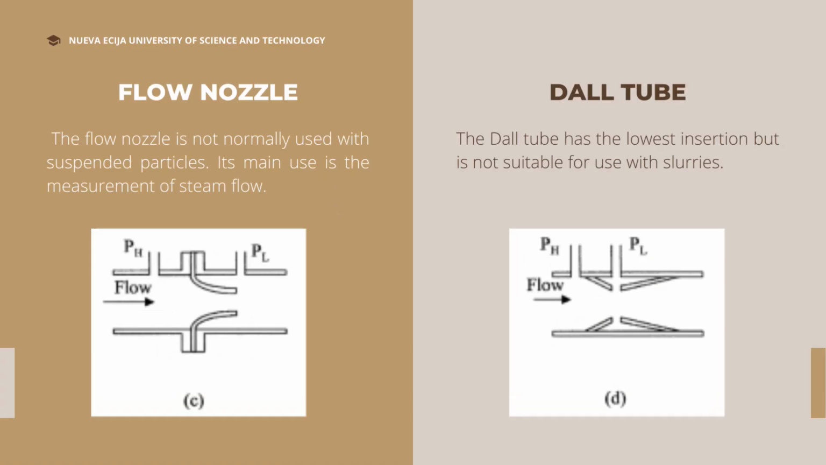Next is the flow nozzle. The flow nozzle is not normally used with suspended particles. Its main use is the measurement of steam flow. O nga pala, hindi nga lang pala liquid or fluid yung dumadaloy dito sa pipe natin. Pwede yung mga gas. Ito naman yung representation ng flow nozzle.